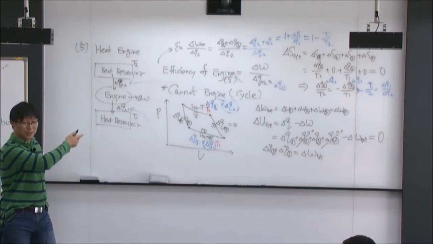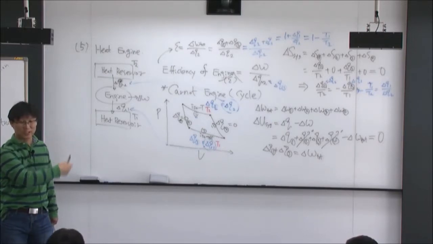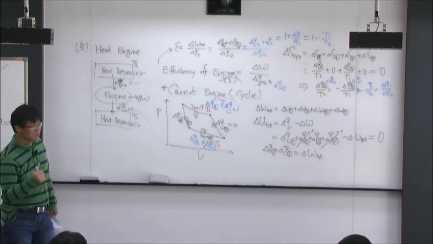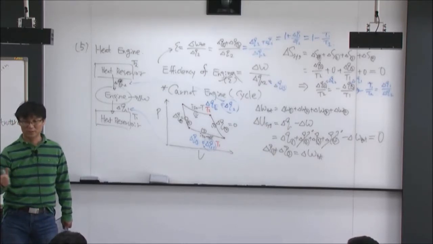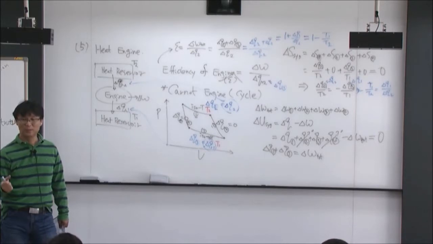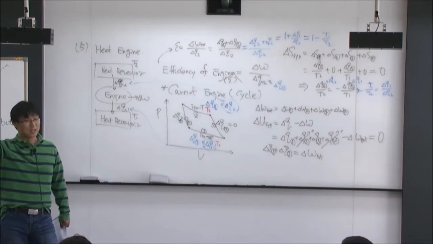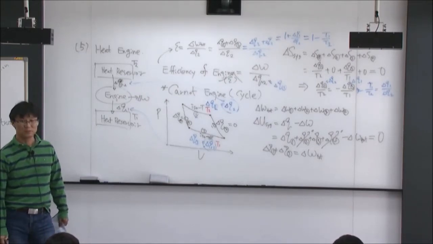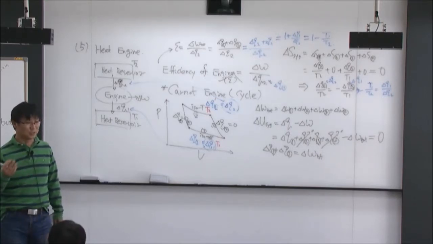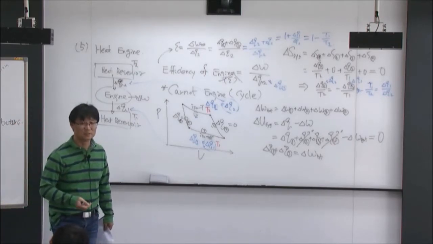So in order to really maximize the engine efficiency according to this schematic, for this kind of idealized engine, either T1 becomes 0 degrees Kelvin, or T2 should be infinitely high, as high as possible. Then you can get the engine efficiency to become almost 1. Okay? But both of them are very difficult to realize in reality.